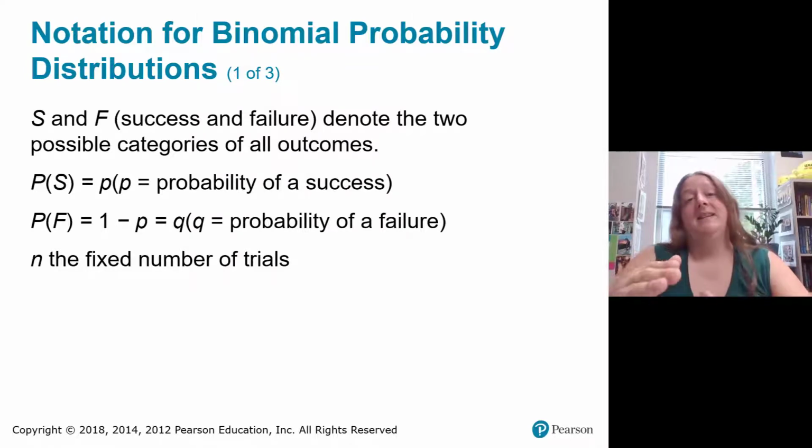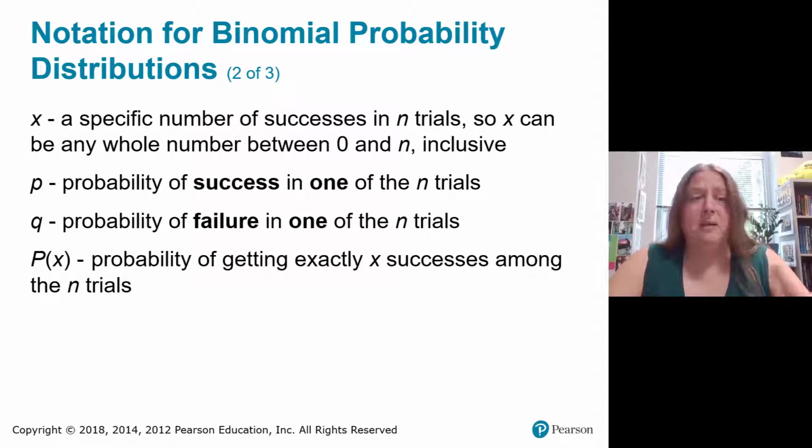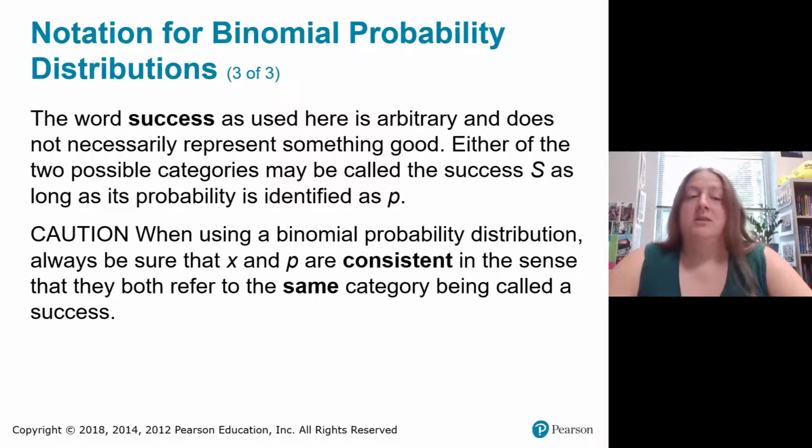Hopefully you're saying, wait a minute, that's not enough, because we were talking about having these successes and failures. How many of them do we have? So x is going to be the specified number of successes in n trials. So x can be any whole number between 0 and n, right? And again, p is the probability of success in one of the n trials. q is the probability of failure in one of those n trials. And P(x) is going to be the probability of getting exactly x successes among the n trials.